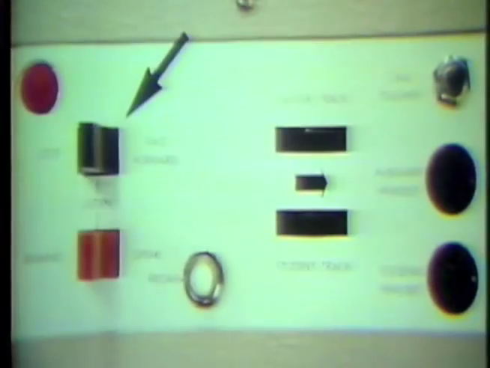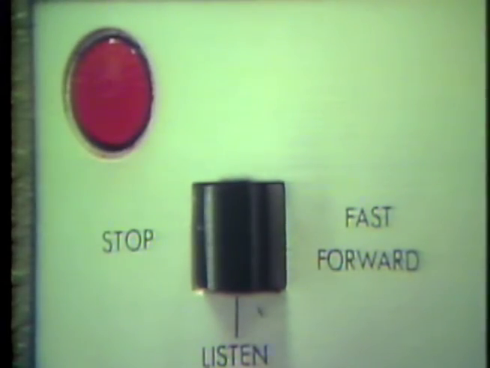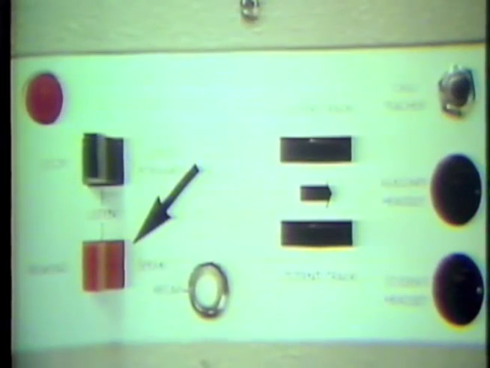The red power light indicates when the machine is on. The black control button has 3 positions: stop, listen, and fast forward. The red button also has 3 positions: rewind, listen, and speak.